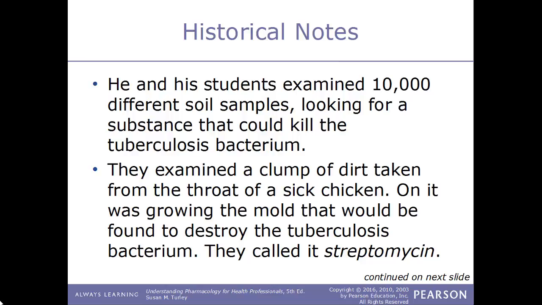So he and his students examined 10,000 different soil samples, looking for a substance that could kill the TB bacterium. They examined a clump of dirt that was taken from the throat of a sick chicken. Now, on it was growing the mold that would be found later to destroy the TB bacterium. So they call it streptomycin.